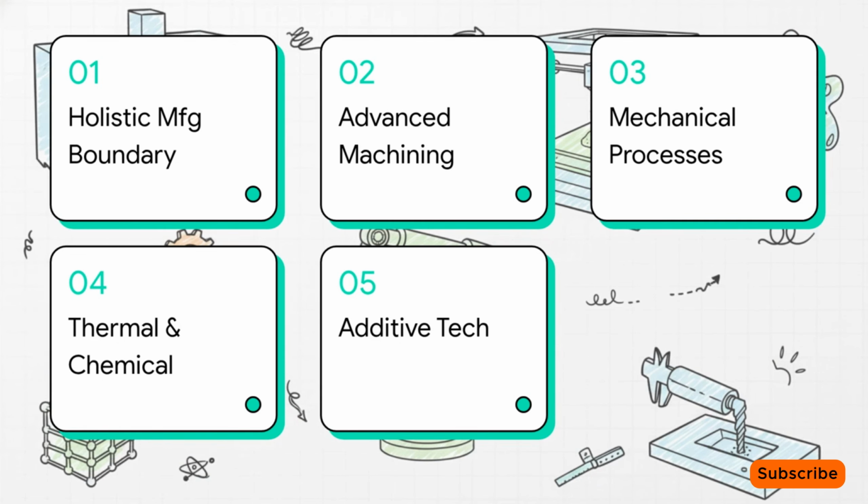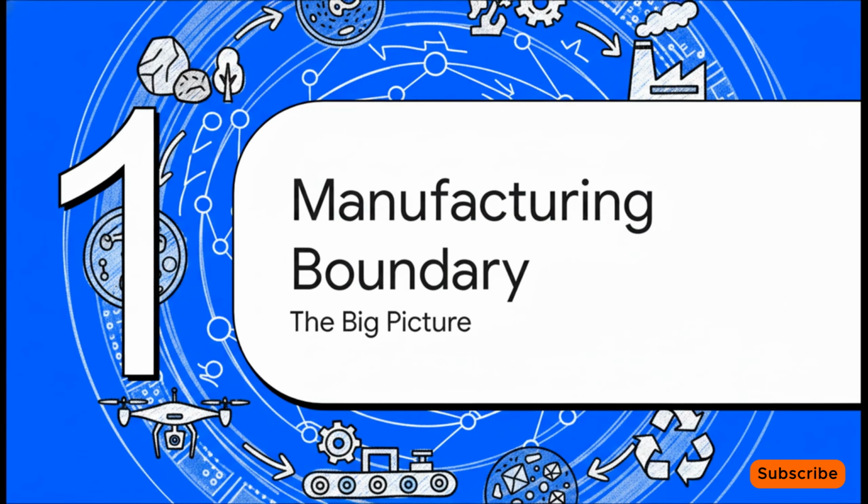We'll start with the holistic manufacturing system boundary, then dive into the principles of advanced machining, cover mechanical material removal processes, explore thermal and electrochemical machining, and finally, wrap up with the latest advances in additive tech. Let's kick things off with Section 1, the holistic manufacturing system boundary, or basically the big picture.